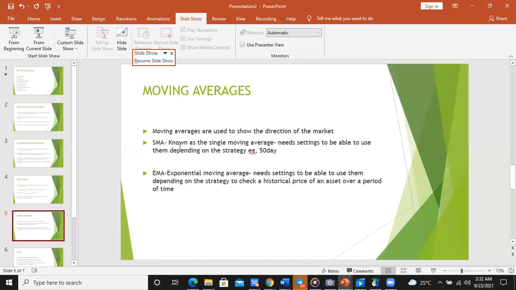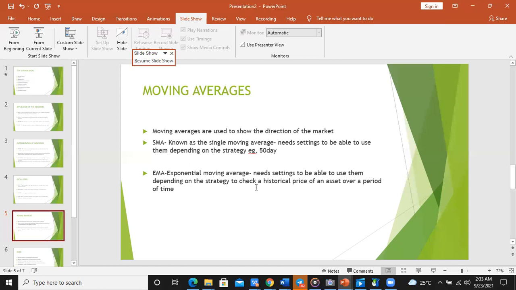SMA is known as the simple moving average. They have some calculations that they used to do in the main Forex session. But in the binary, we are just going to do some settings, for example, you set it on 50 and it is going to show you the trend of the market. And then we have the exponential moving average. It also needs some settings before you can use it.